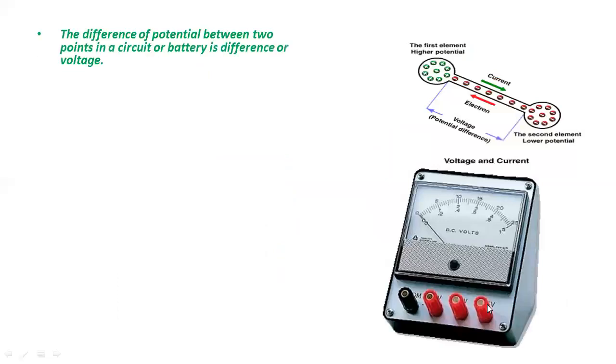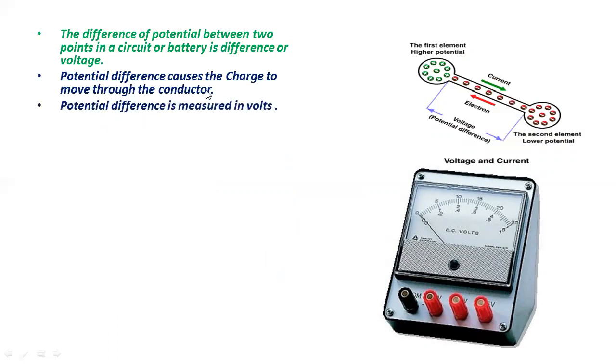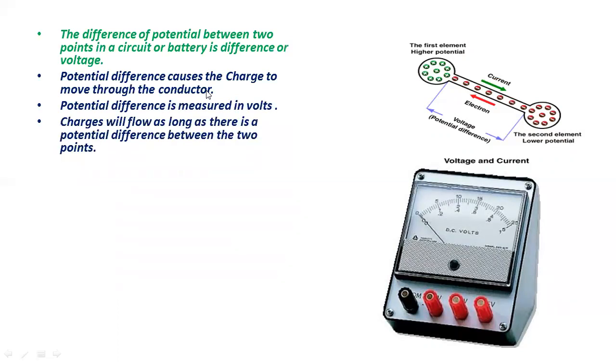The difference of potential between 2 points in a circuit or a battery, we also call it voltage. The difference in potential between 2 points is called voltage. Potential difference causes the charges to move through a conductor. Potential difference is measured in a unit called volts. Charges will flow only if there is a potential difference between the 2 points.